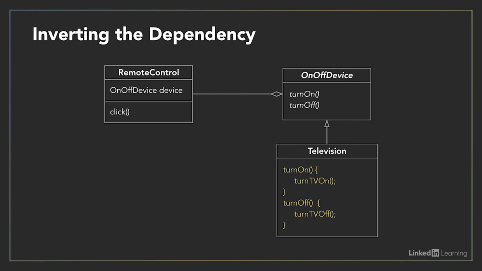This goes the other way too. Remember that our principle also tells us that abstractions should not depend on details. Rather, details should depend on abstractions. Well, let's examine the television class now, and notice first that it implements the on-off device interface. No longer does it expose its proprietary turn TV on and turn TV off methods. So rather than our abstraction, the on-off device, depending on the low-level details of the television, that is, its turn TV on and turn TV off methods, it is the television that is depending on the high-level abstraction, that is, the turn on and turn off methods in the on-off device interface.